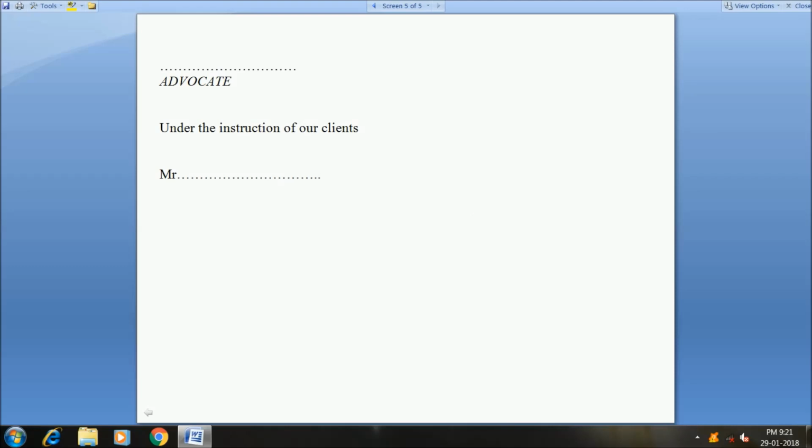If in case the client does not understand English, then it would also be a good practice to state that the contents of the notice have been read over and explained to the client in whichever respective language. So that is also something that you can do. So this is how a legal notice is to be drafted. And yeah, I hope that I've been able to help you.